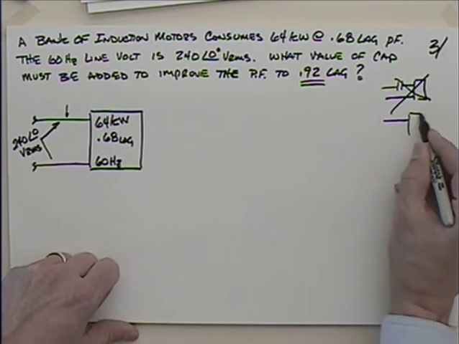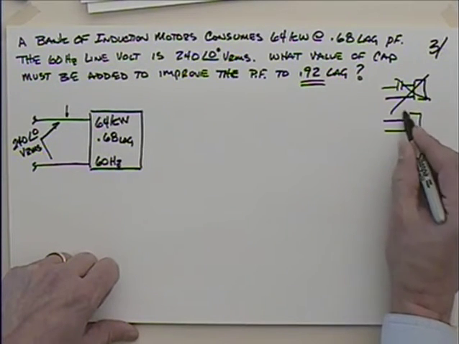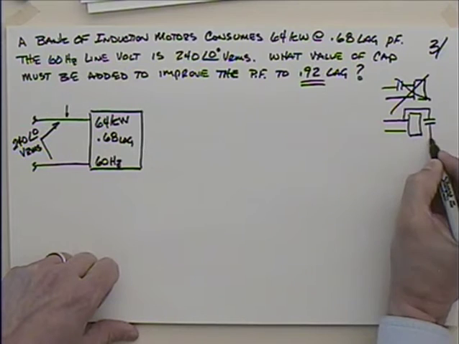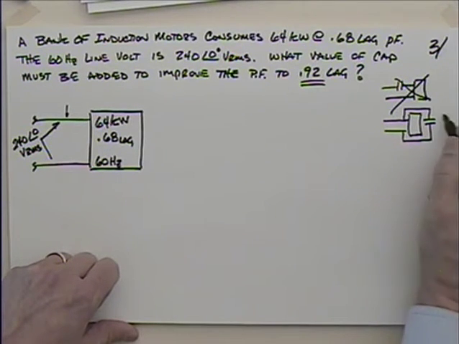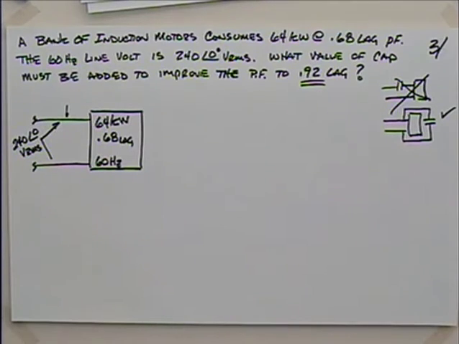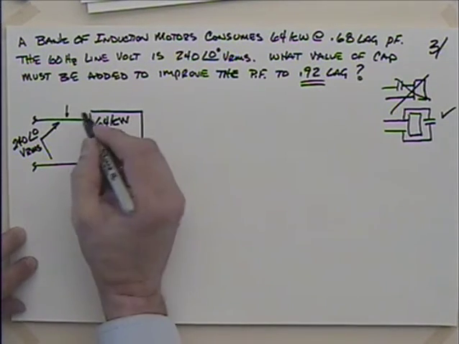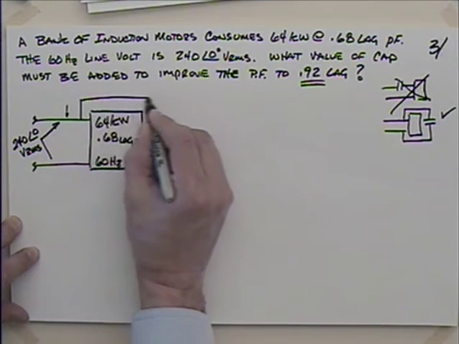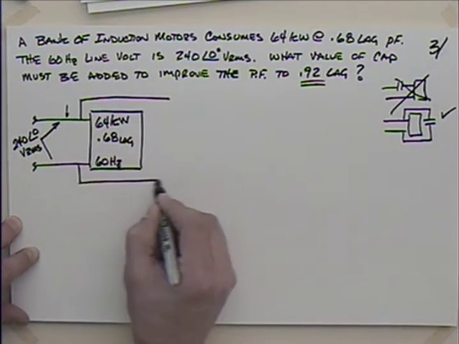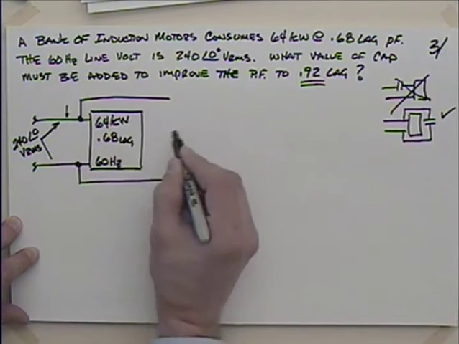Does it make sense then to put the capacitor in parallel? That would be better, right? Yeah, because the voltage across things in parallel is the same. So we're going to put this capacitor in here, like this.